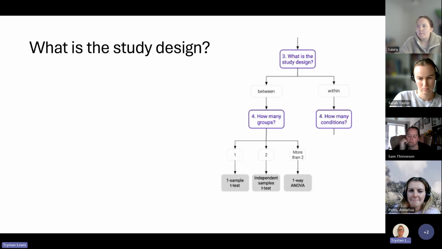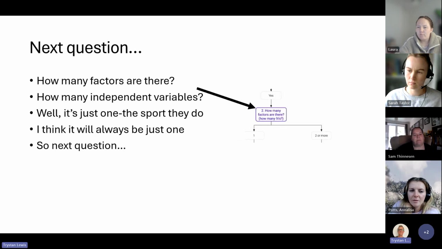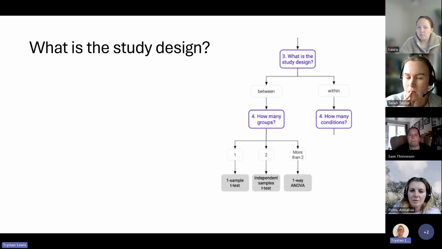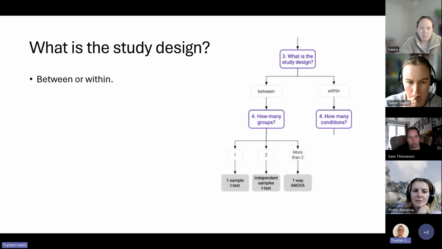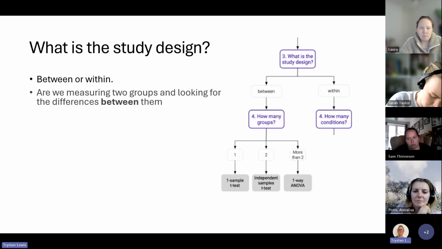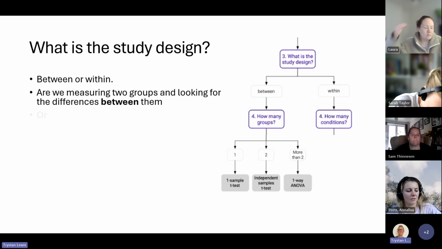Then it's what's the study design? I'm going a bit fast here, but I think most of the questions we don't have to worry too much about, which is why I'm going a bit fast. I think it's just one thing, the independent variable. Next, how many groups? And then it says between or within. What's the study design? Between or within. With our football players and basketball players, that's two groups. That's the difference between them.